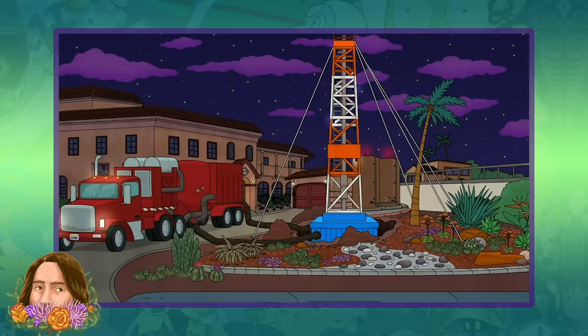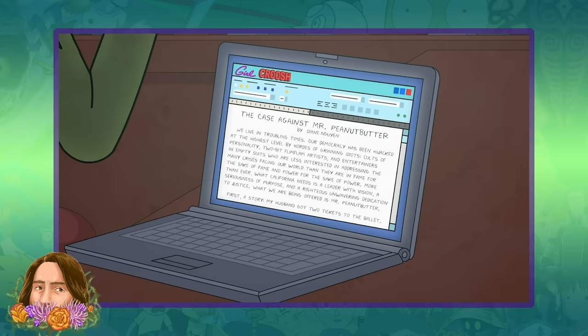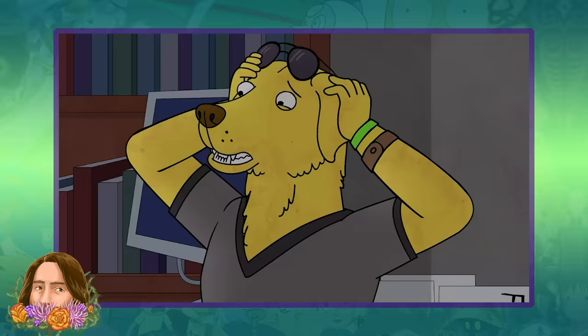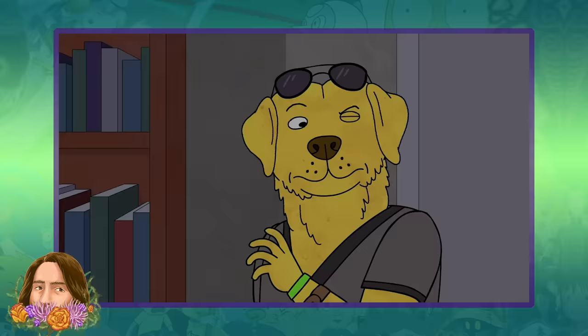This leads to Mr. Peanutbutter approving fracking in his own backyard, which is the last straw for Diane. She publishes anti-Mr. Peanutbutter articles with Girl Crews, which leads to a huge argument and physical altercation between them. This is big fight number 3.